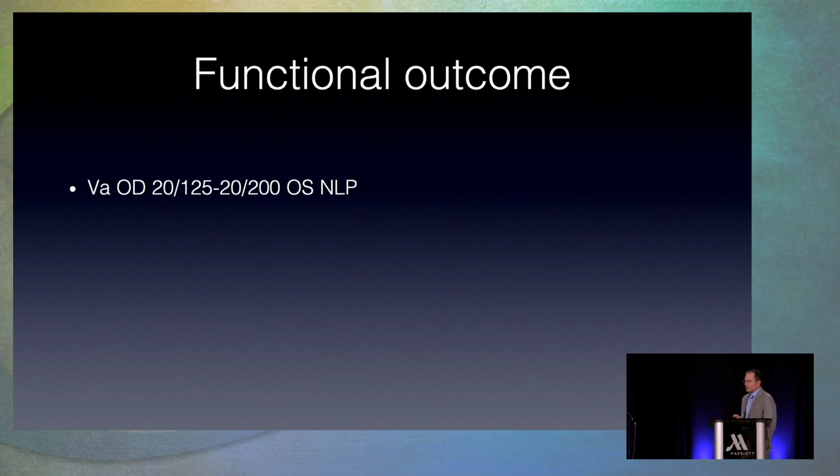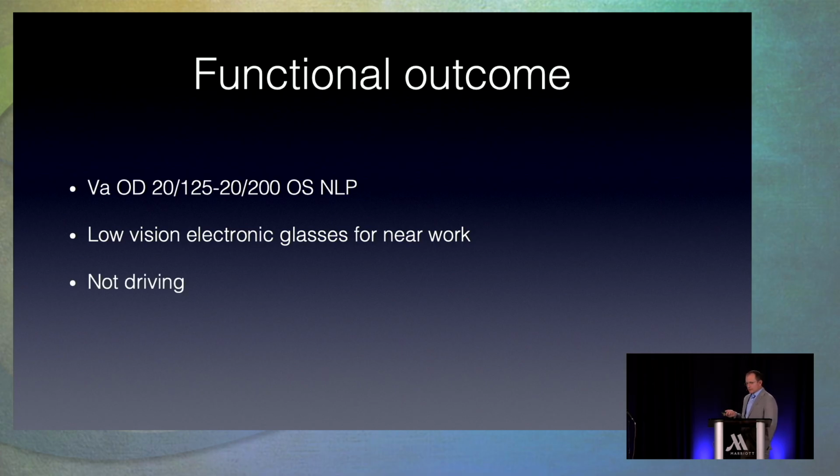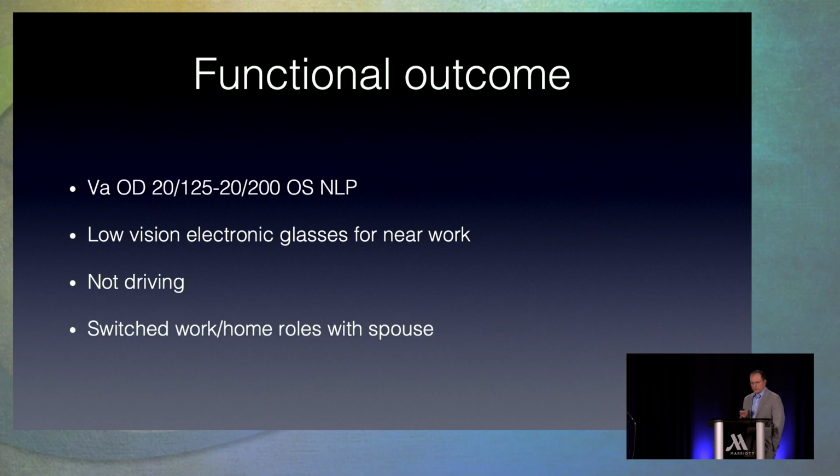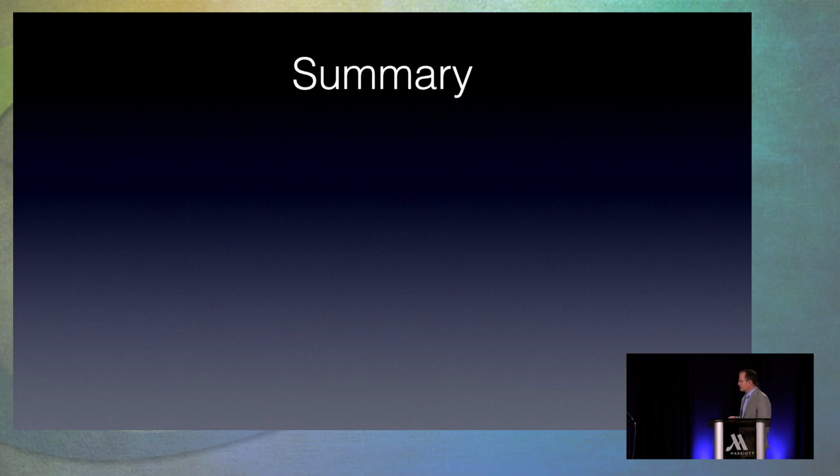He's still aphakic. He's got these low vision electronic glasses for near work. This is, like I said, a 40-something-year-old guy. Of course, he's not driving. He switched work and home roles with his spouse. This is a complete change of life for this guy with 2 young kids. I would say, though, what I said at the beginning: sometimes these are our most important cases, and this kind of outcome is really important for somebody who otherwise would have no vision whatsoever.